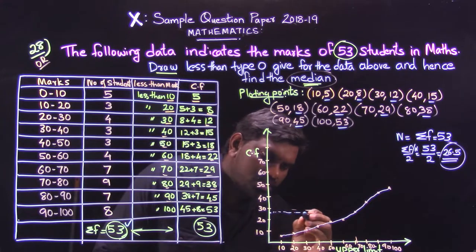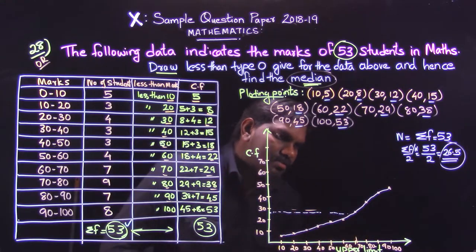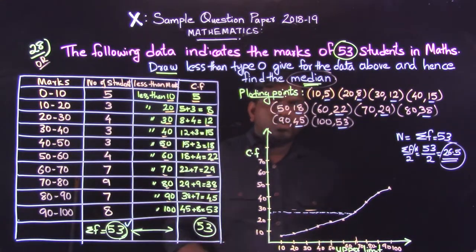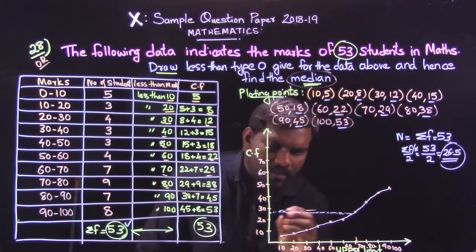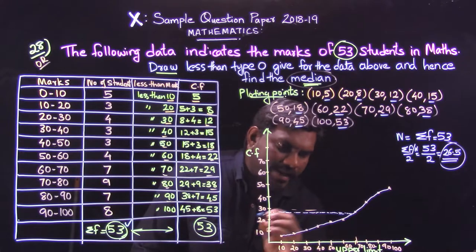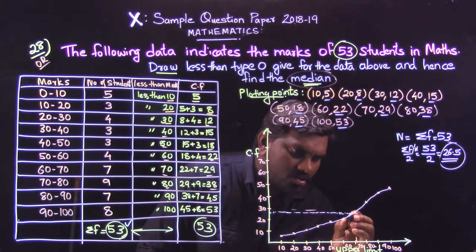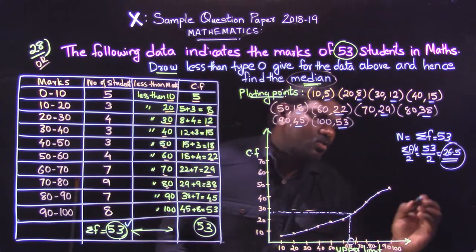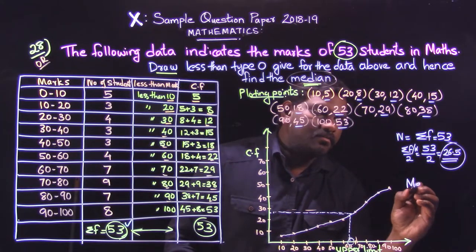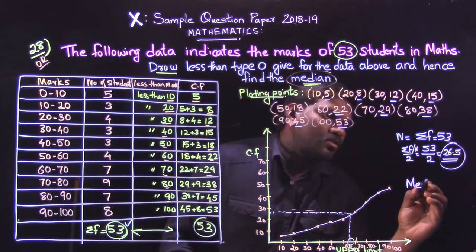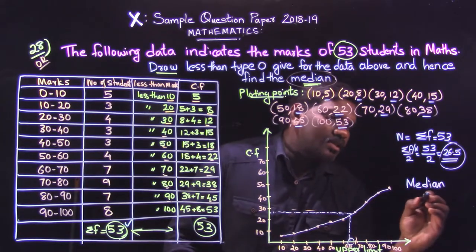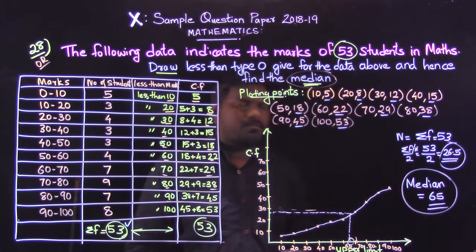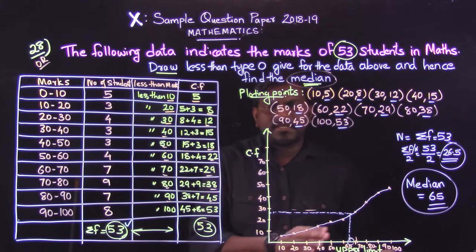And you just check what you get when you connect it to the graph. Once you finish connecting from that line, which is parallel to your x-axis, you need to draw it below, and it will be somewhere near 65. So median is what you need to find. The median from this graph is nothing but nearly 65. This is what my median is, or somewhere between 64 and 65.